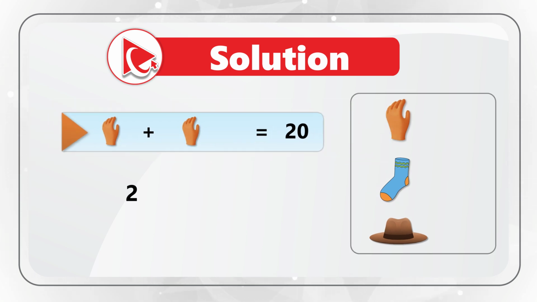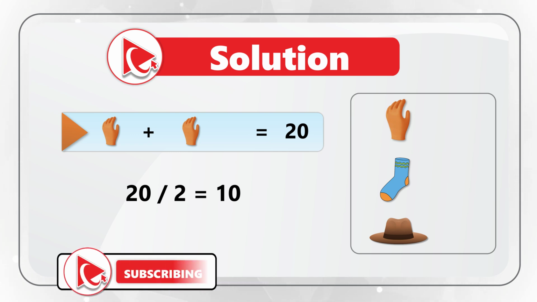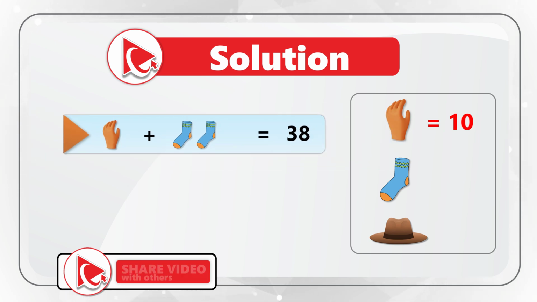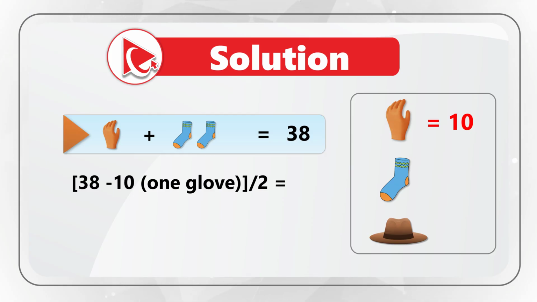Since 2 gloves equals 20, 1 glove is equal to 10, because 20 divided by 2 equals 10. Let's go to the second expression. 1 glove and 2 socks equals 38. Let's do the math to calculate what's the value of the sock. 38 minus 10, which is the calculated value for 1 glove, and then divided by 2 equals 14, which means that numerical value associated with 1 sock is 14.